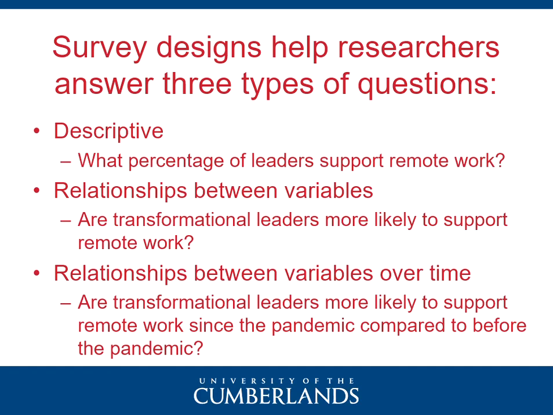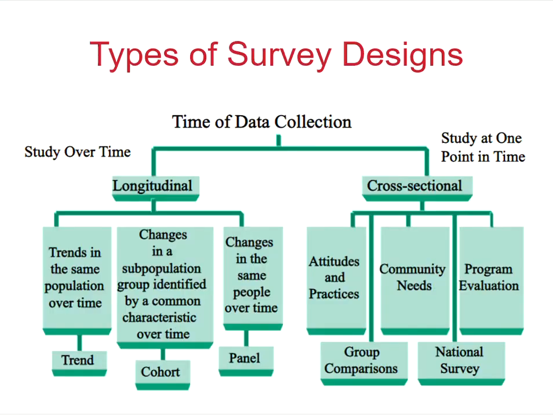So there's three main types of questions that you would answer with a survey. Descriptive, just what percentage of leaders support remote work. A relationship between variables, for example, are transformational leaders more likely to support remote work? And a relationship between variables over time. Are transformational leaders more likely to support remote work since the pandemic compared to before the pandemic? So those are the three main survey design types. Let's look at that in a little bit more detail then.